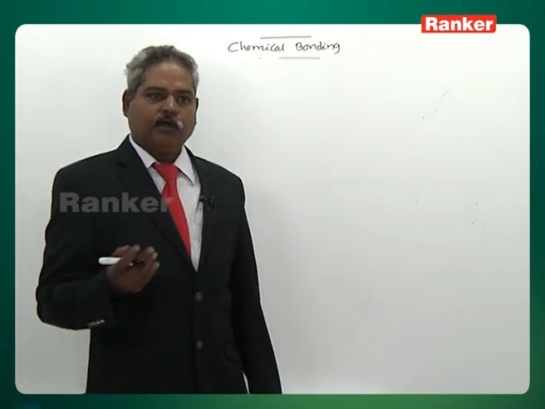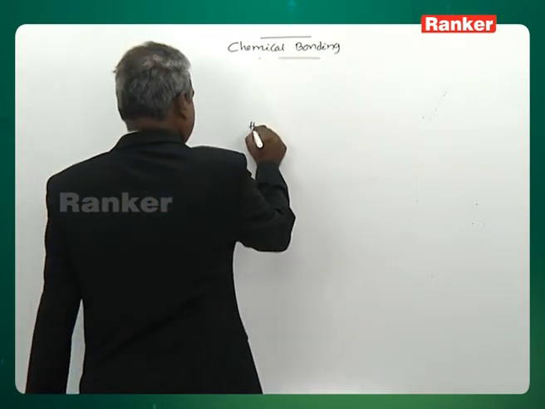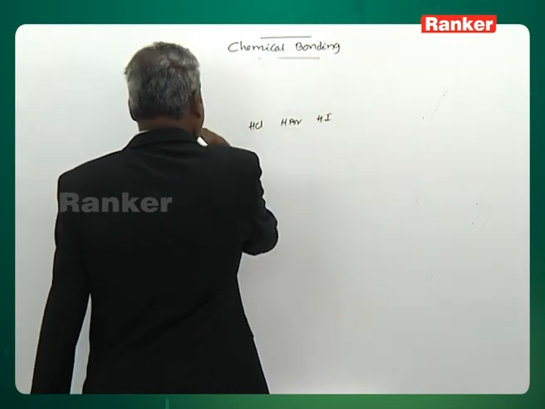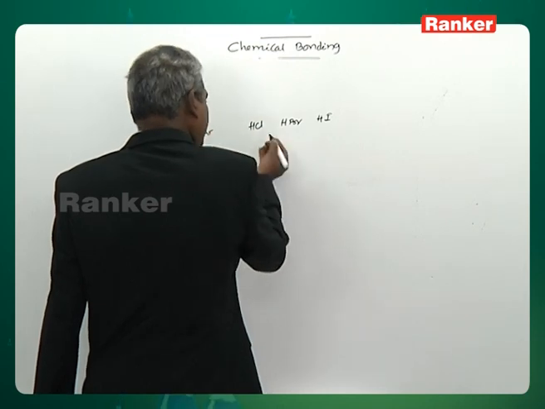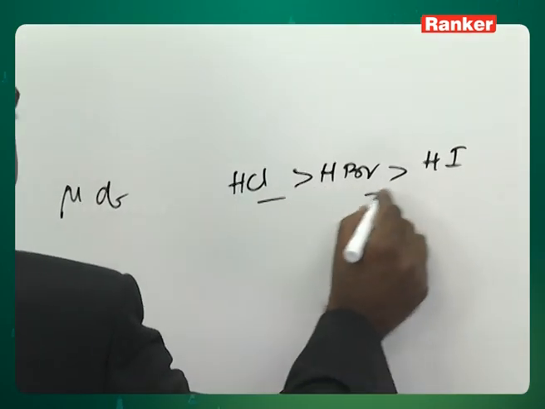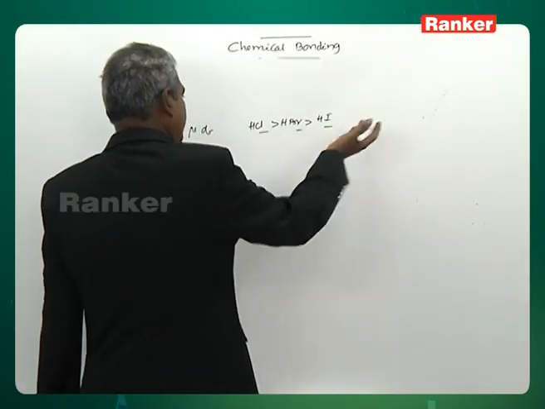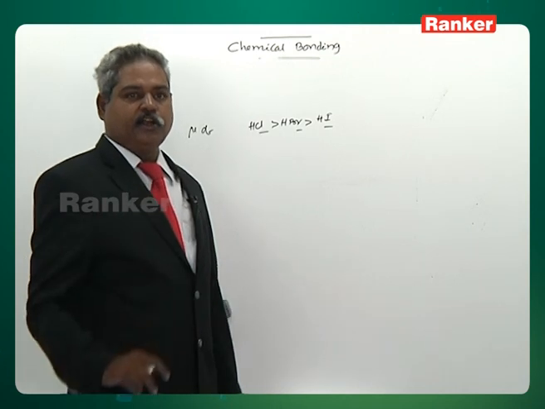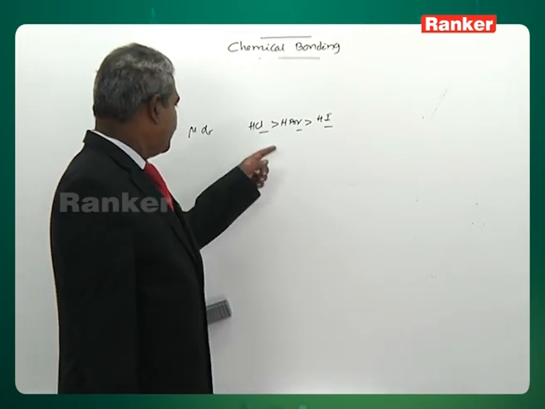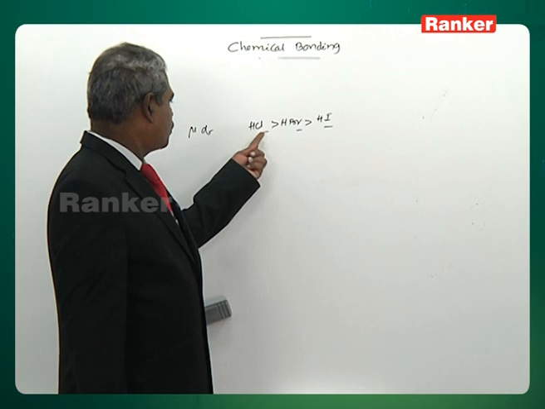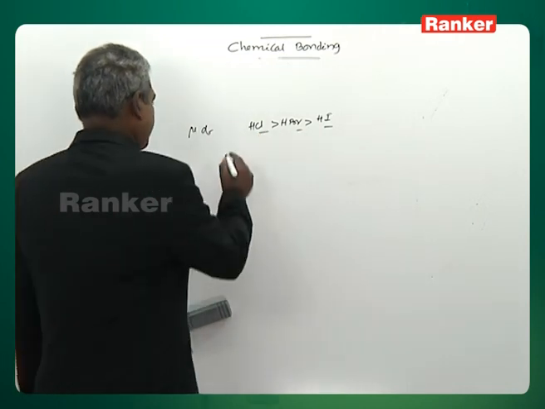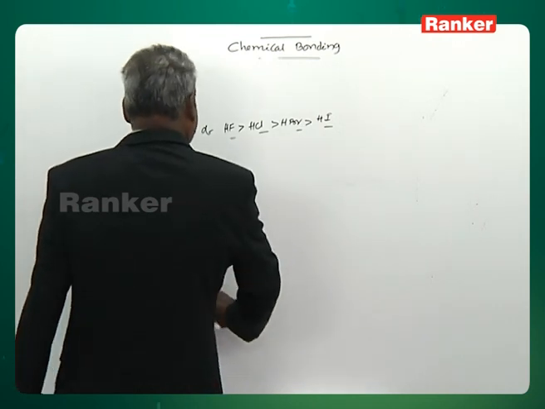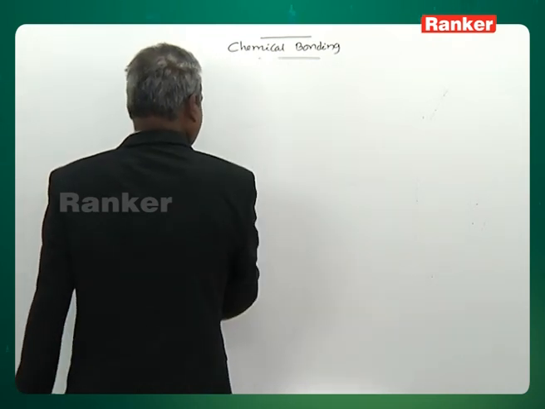Which is more polar? So the dipole moment of HCl, HBr, HI. Dipole moment mu. HCl is definitely greater than the others, because chlorine is more electronegative. Greater the electronegativity, greater the dipole moment. Greater the electronegativity difference, greater the dipole moment. Chlorine is more electronegative, therefore it holds the electrons closer towards itself. HF is greater than HCl, like that. So you can easily compare bonds.